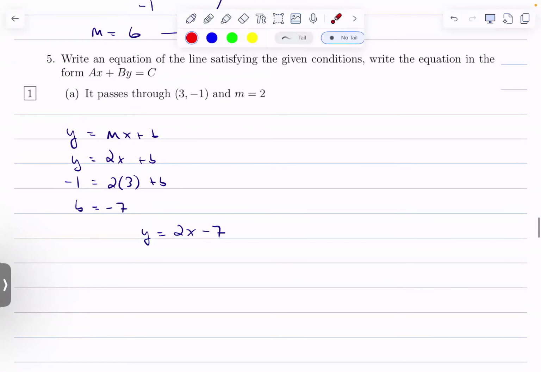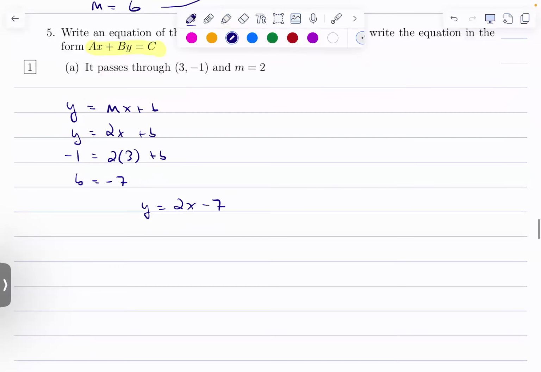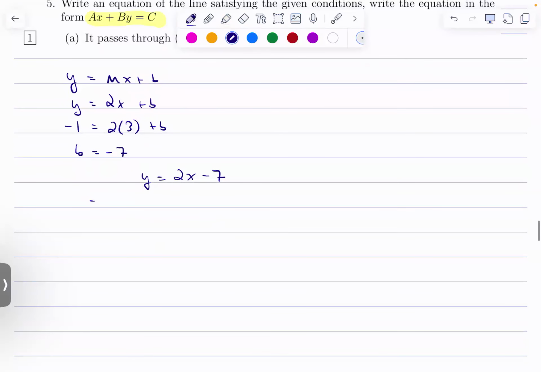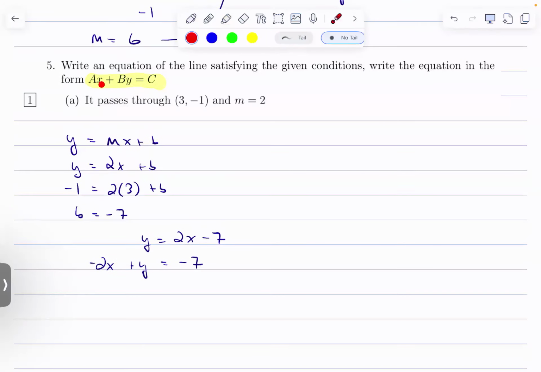But that's not the form we want. We want it in standard form. Ax plus by is equal to c, which means I have to move all my x's and y's over to one side. In this case, it's not a crazy move, right? I'm going to have -2x plus y is equal to -7, right? Just to match the x and then the y. I'll highlight the order there.